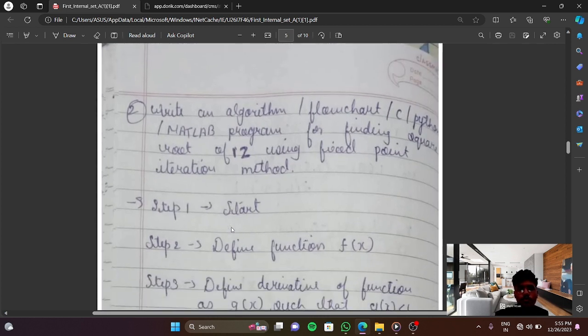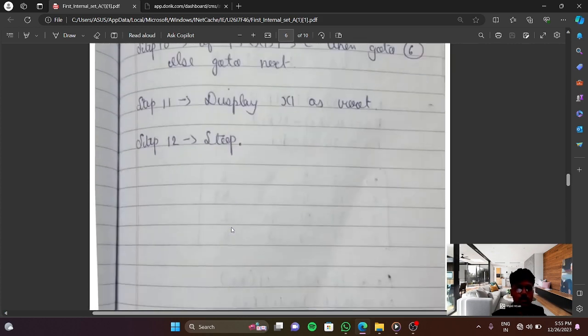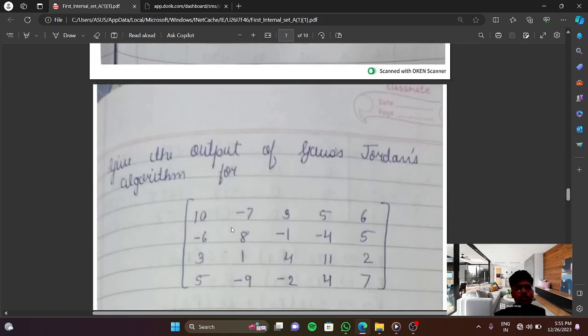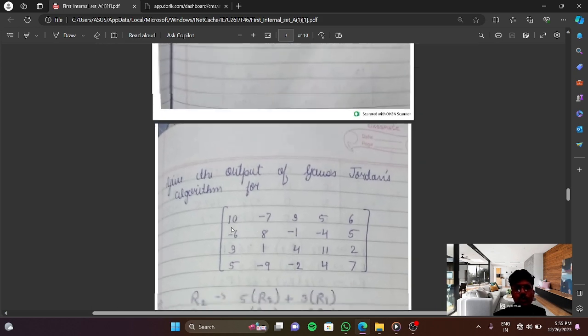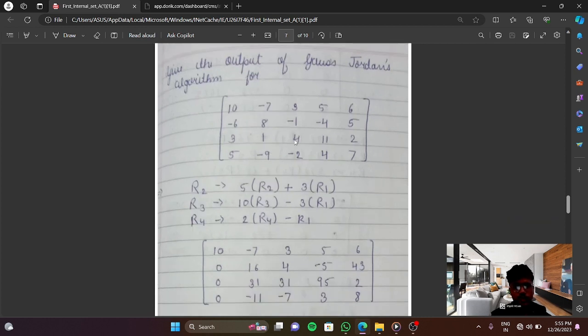Flowchart for finding the square root of 12 using the fixed point iteration method. So we come to the next question of set A. Give the output of the Gauss-Jordan algorithm. Now we have to find the output by using the Gauss-Jordan algorithm. So this is our matrix.